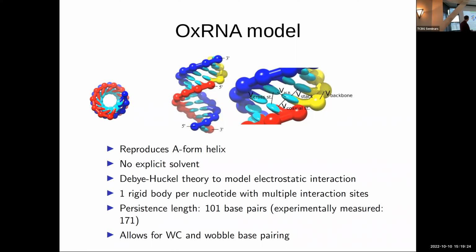This one is for RNA. So it follows the same coarse-graining philosophy. Again, a single nucleotide is represented as a single rigid body. There are a few differences that I wanted to make.